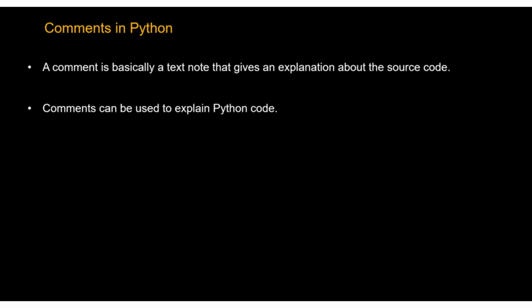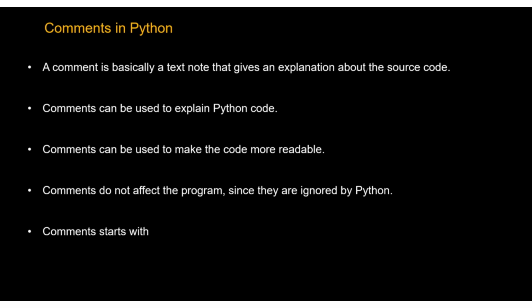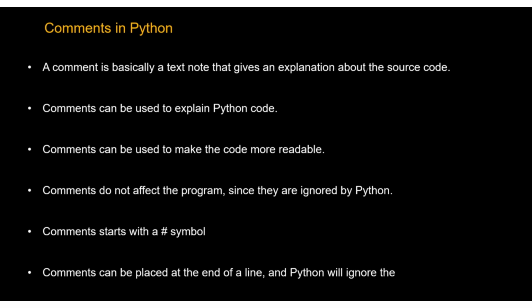Comments can be used to explain Python code. Comments can be used to make the code more readable. Comments do not affect the program since they are ignored by Python. Comments start with a hash symbol. Comments can be placed at the end of a line and Python will ignore the rest of the line.